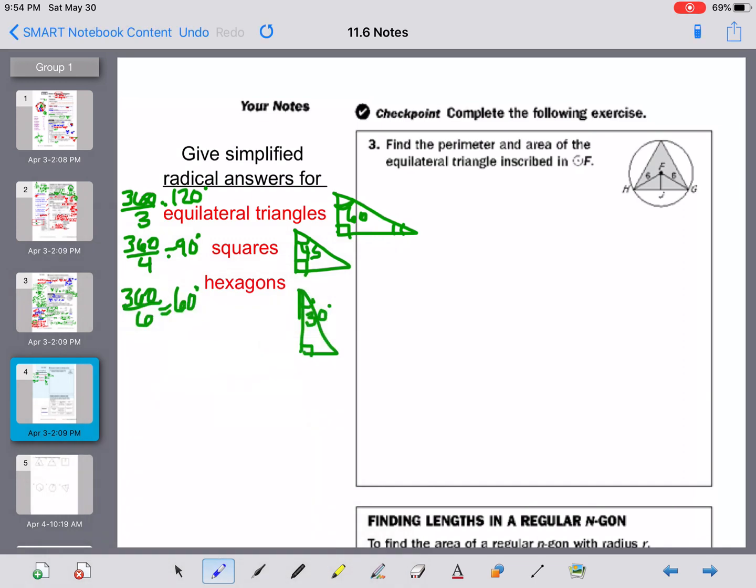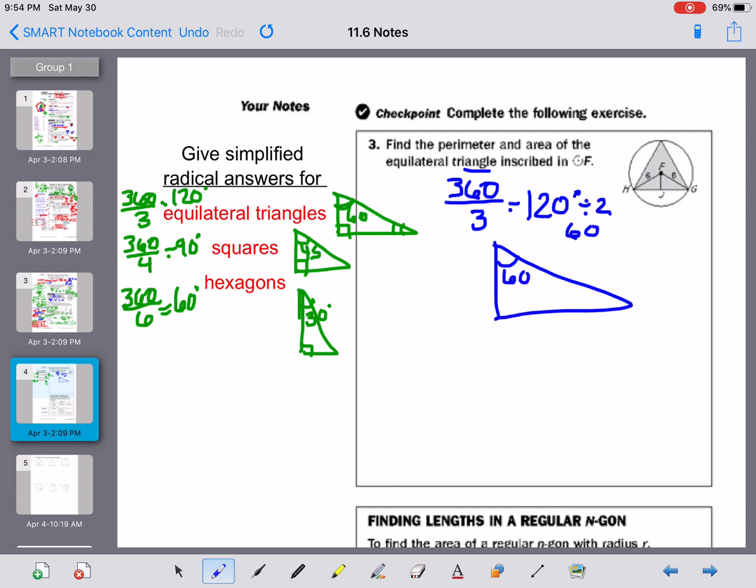Okay. First things first, central angle, 360. It is a triangle, right? So I divide by 3 and I get 120. Draw my triangle. I want half of that. So I get this top angle of 60, always my right triangle. That means I have 30 down here.